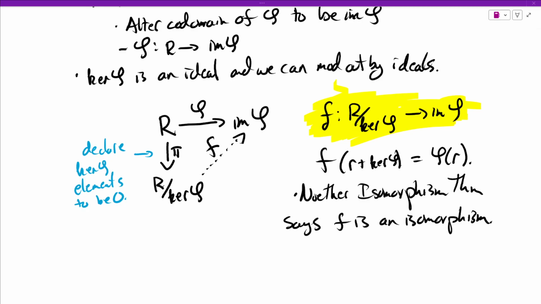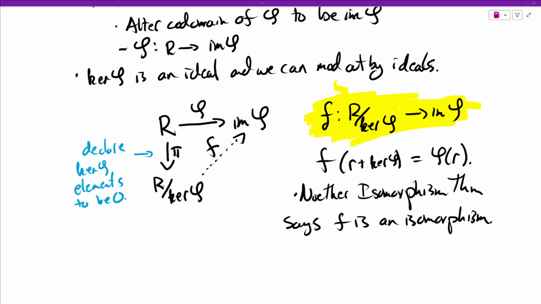Okay, so we've set up the scene for the Noether isomorphism theorem. We think about it as being represented in this picture. We need to show, though, that f is a well-defined function. Namely, when we look at congruence classes, which is what R mod kernel is, they are represented usually by an element from the ring that you start with. So we have R plus kernel phi.